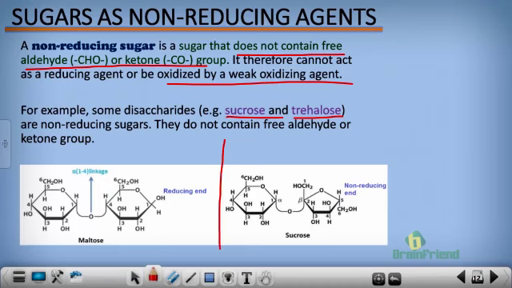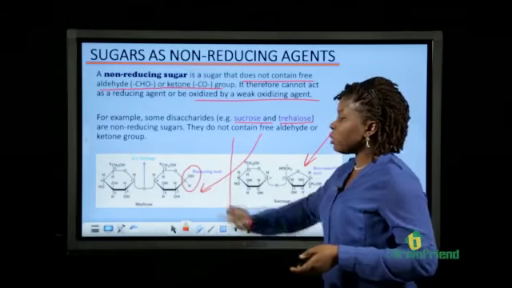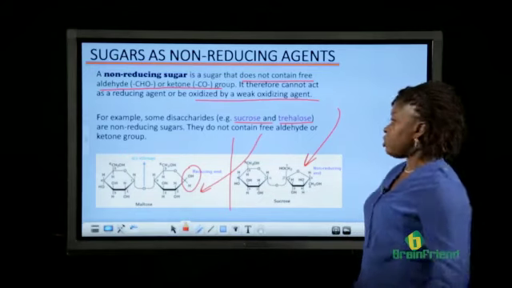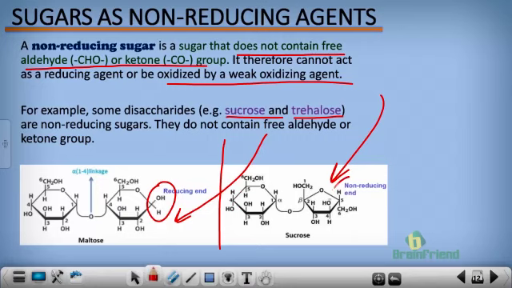Looking at this image, you see that here we have a reducing sugar and another one that is a non-reducing sugar. Now, at this end, this is where reduction occurs. You can see there is a free aldehyde group there that will enable this sugar to act as a reducing agent. But here, at this end of sucrose, it does not have any free aldehyde or ketone group. Therefore, both sides are non-reducing. It cannot act as a reducing sugar.